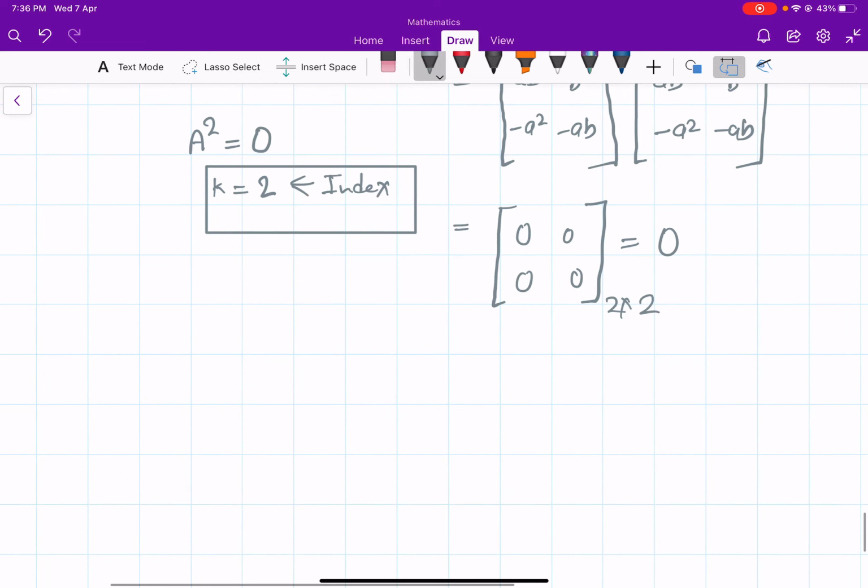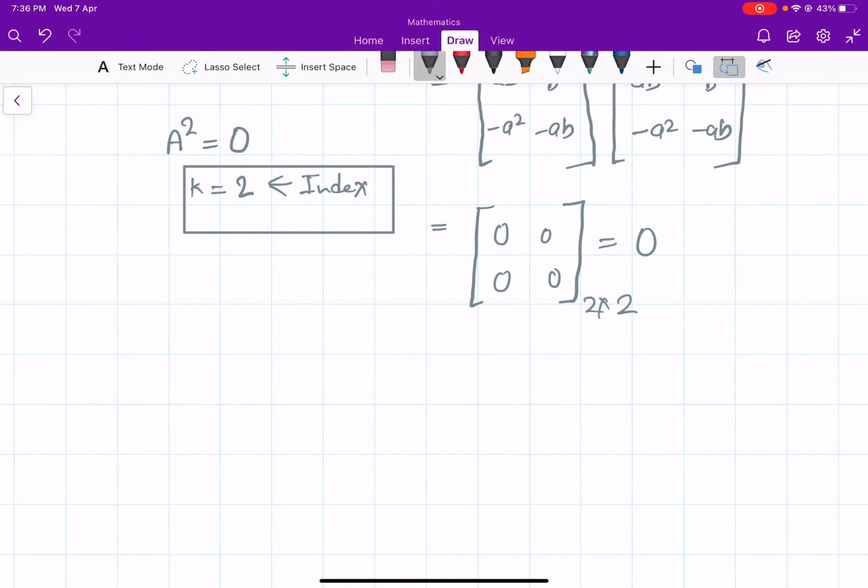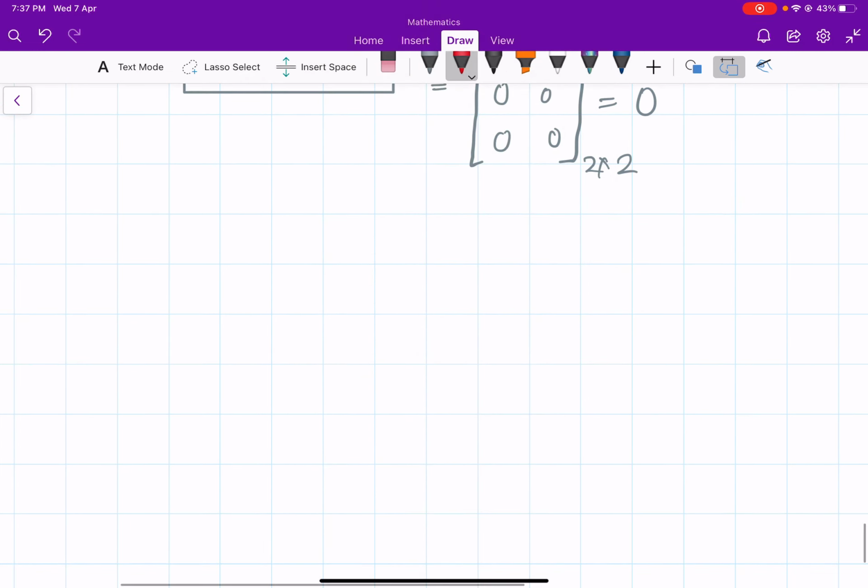The next is equal matrix. As I told you, in equal matrix the order will be same and each element will be same. The last one is singular matrix.